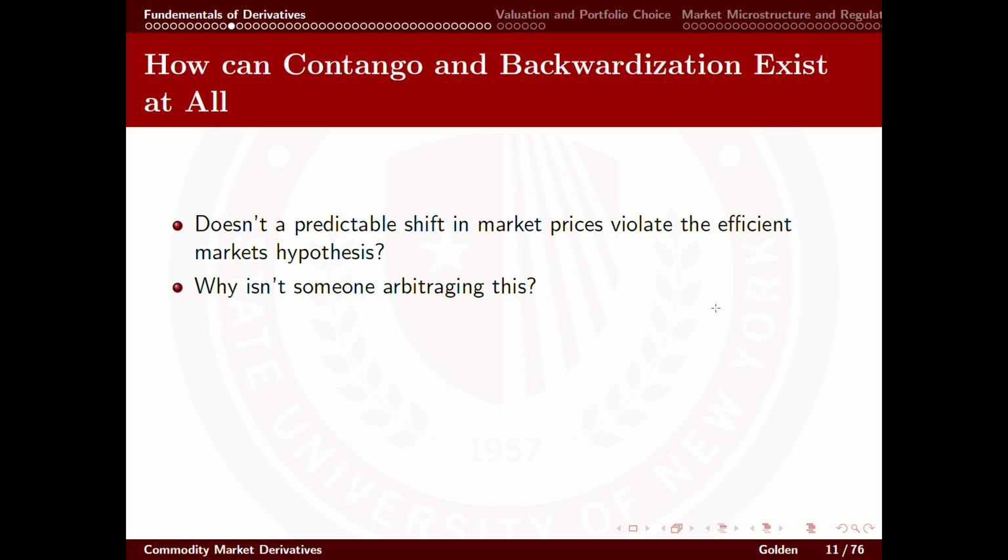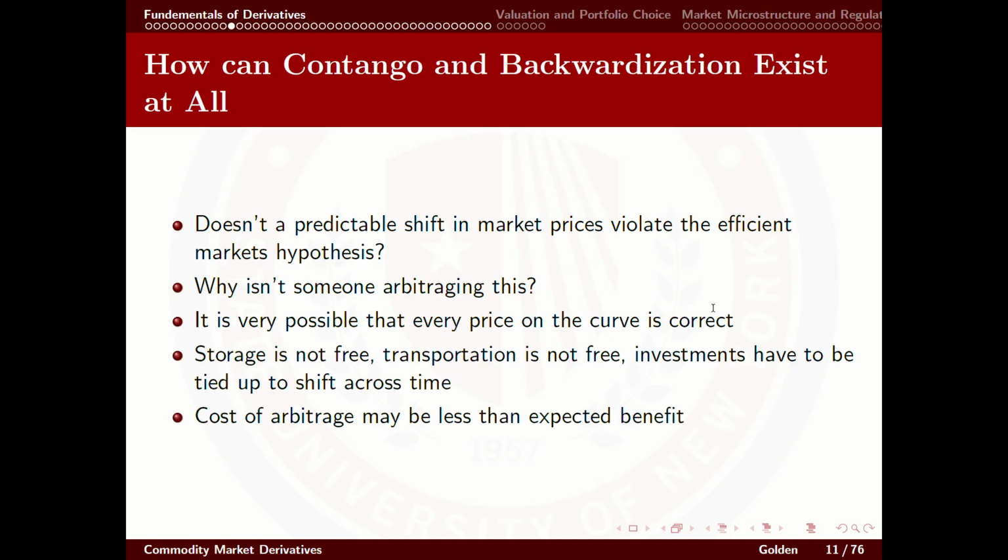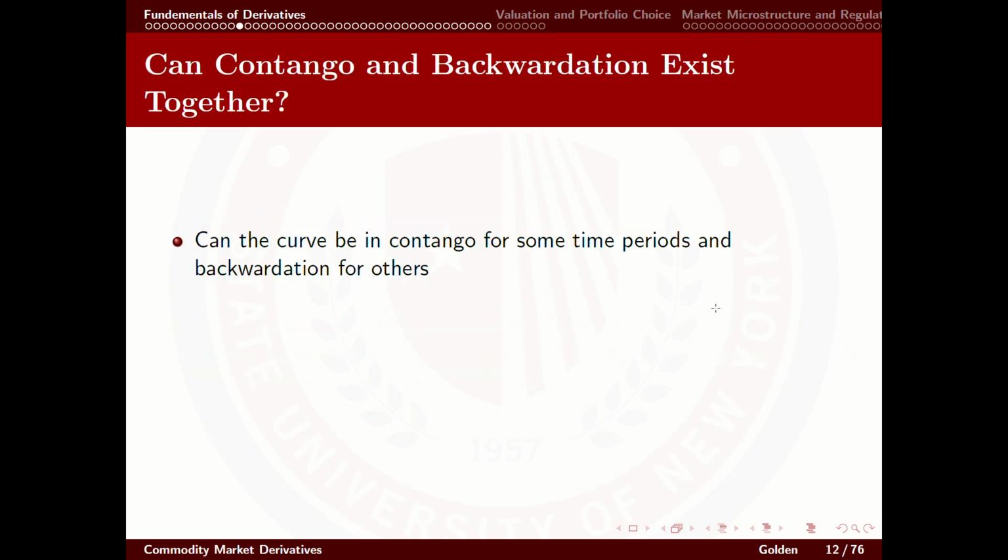So how can contango and backwardation exist at all? Why isn't there just one price? Doesn't predictable shift in market prices violate the efficient market hypothesis? Why isn't someone arbitraging this away? It's very possible that every price on the curve is correct, even though you have different prices across time. Storage is not free, transportation is not free, investments have to be tied up to shift across time. So there's a cost of arbitrage, and there are all these frictions that, even if the market is efficient, mean that the price is not going to be equated across time. And even if there is a price imbalance, the cost of arbitrage might be less than the expected benefit.